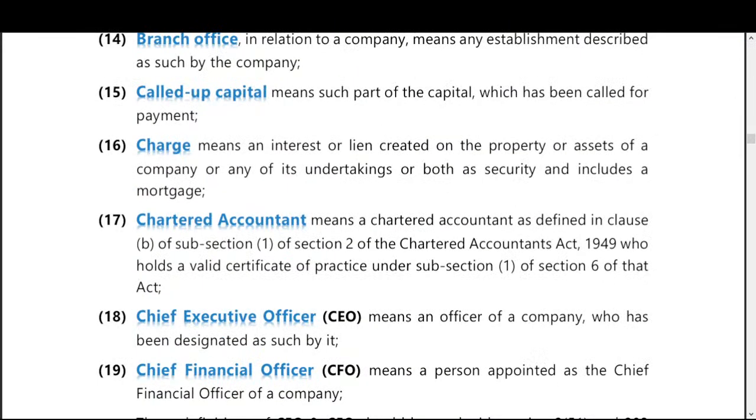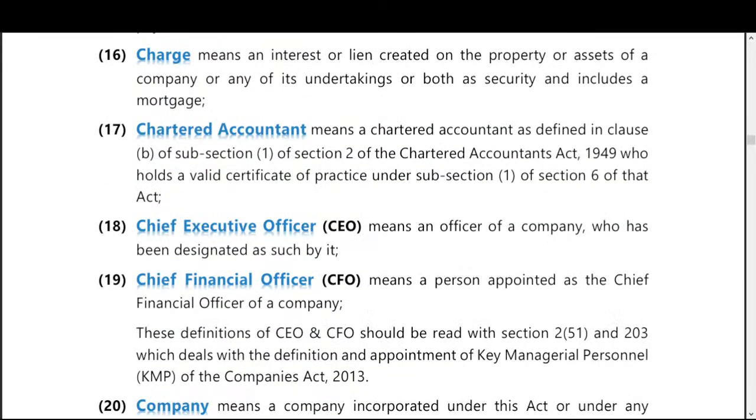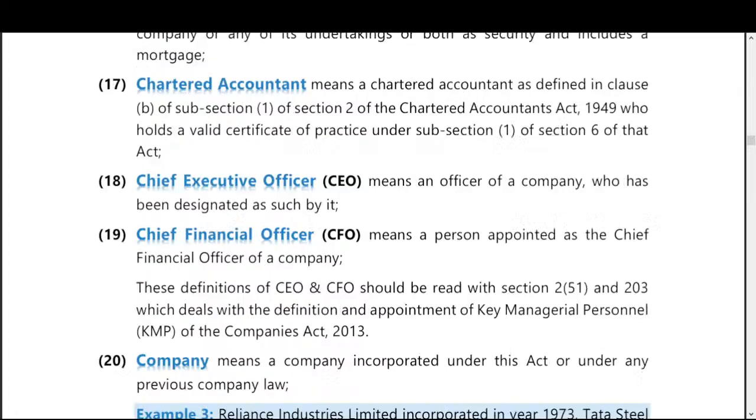Chartered accountant means a chartered accountant as defined in clause (b) of subsection 1 of section 2 of the Chartered Accountants Act 1949 who holds a valid certificate of practice under subsection 1 of section 6 of that act. Chief Executive Officer, CEO, means an officer of a company who has been designated as such. Chief Financial Officer, CFO, means a person appointed as the Chief Financial Officer of a company.